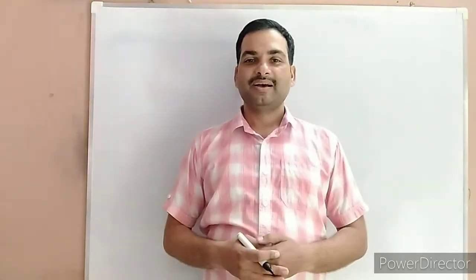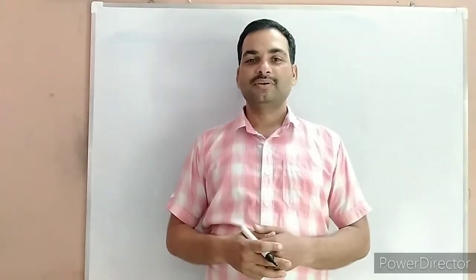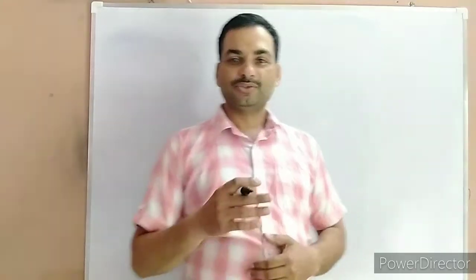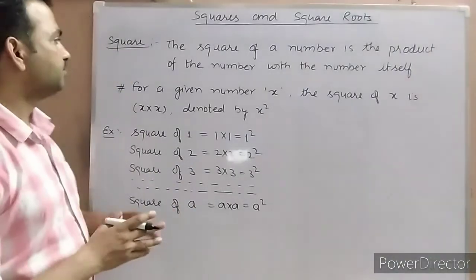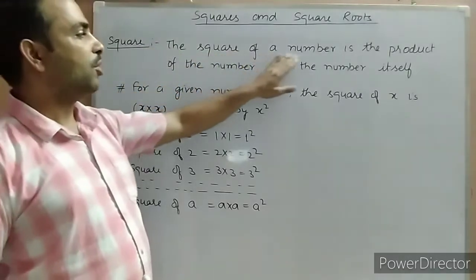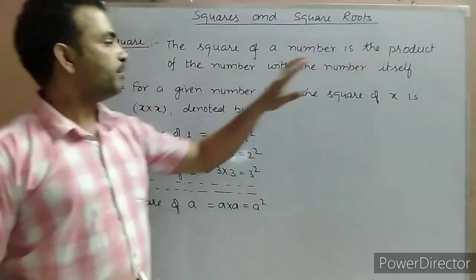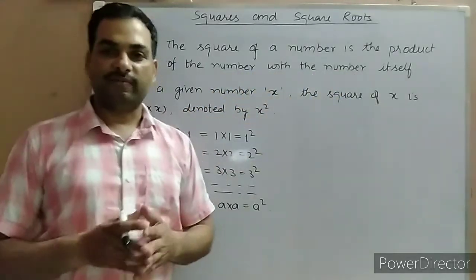Hello everyone, I am going to discuss squares and square roots of numbers. So let me start. Square of a number. What is the meaning of square? The square of a number is the product of the number with the number itself.